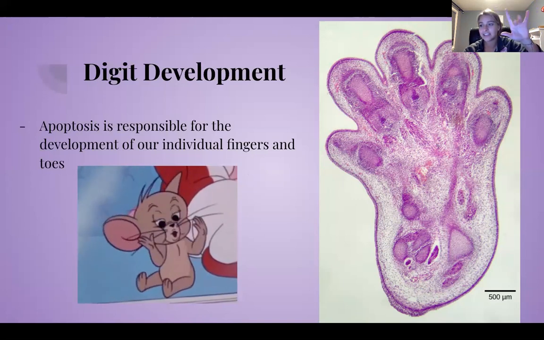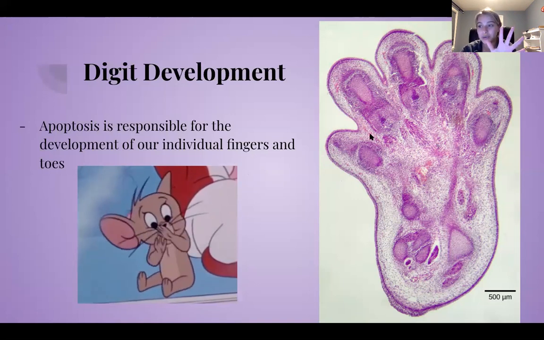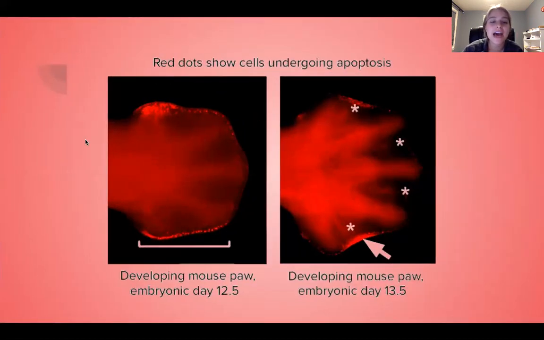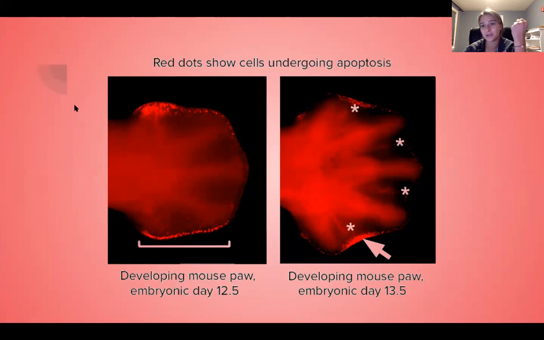Before our hands and feet were molded into what we see them as with individual fingers and toes, apoptosis has to kill the cells of the web-like material between the fingers. Here's another diagram that I thought would be helpful, of a mouse paw, and it is an embryo at day 12.5. You can see it's a big clump, like our hands don't look like that. Whereas on the right, after just one day later, you can see very clearly the digits beginning to form, and the red dots show cells that are currently undergoing apoptosis.